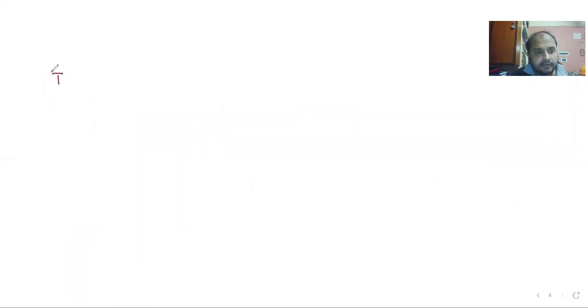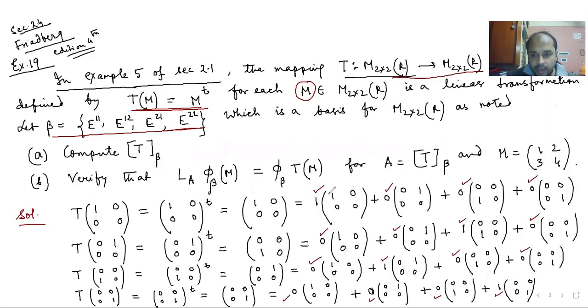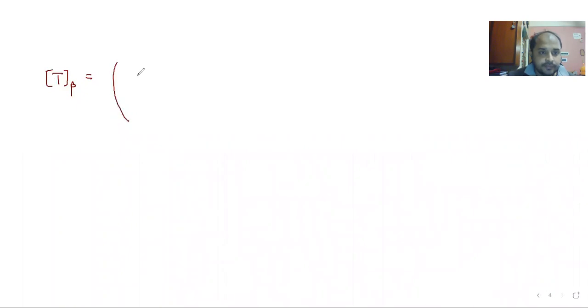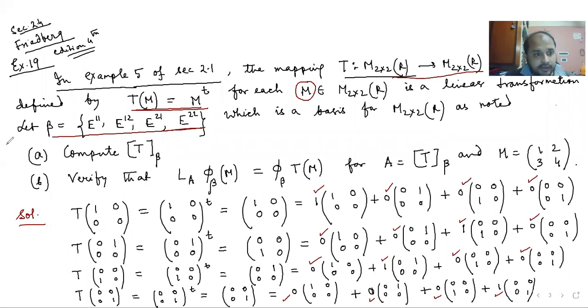So your T of beta is actually becoming, we have to consider the scalars column wise. We take the transpose actually, transpose kind of thing. So it becomes 1 0 0 0, 0 0 1 0, 0 1 0 0, 0 0 0 1. Just check that we have got the same thing. Now this portion is done. I'm coming to the next portion.